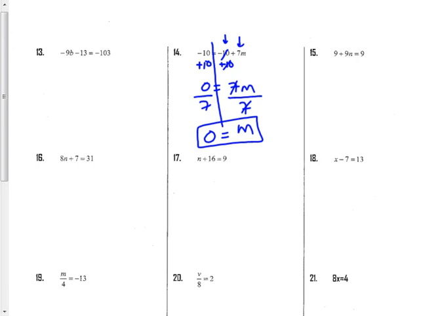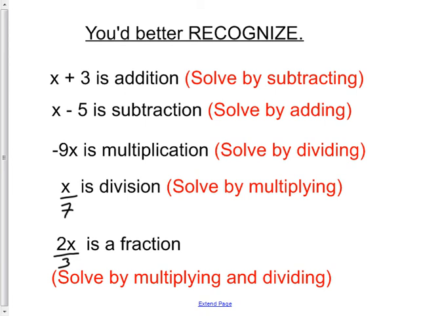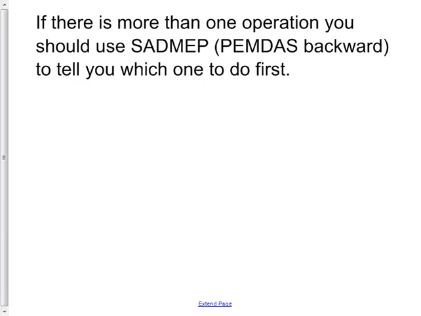1 and 2 step equations. Okay, first thing, you got to recognize what you have, and you want to solve it so you're getting rid of whatever you have. And the way that you want to do it is by using PEMDAS backwards, which is SADMAP.